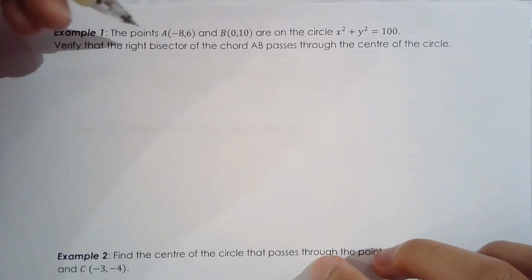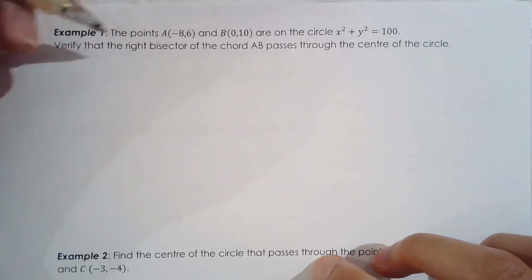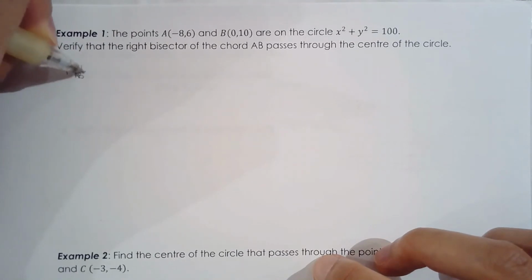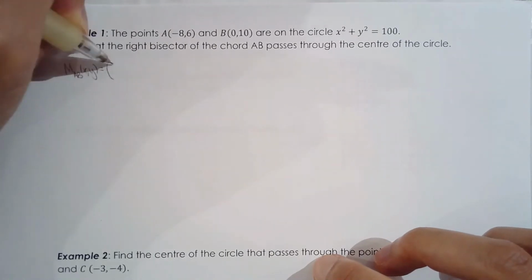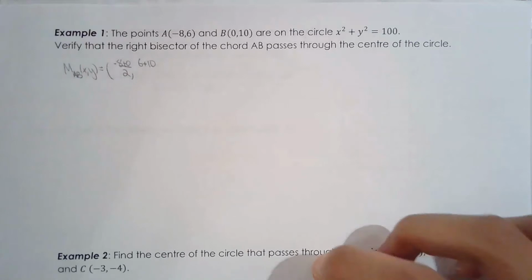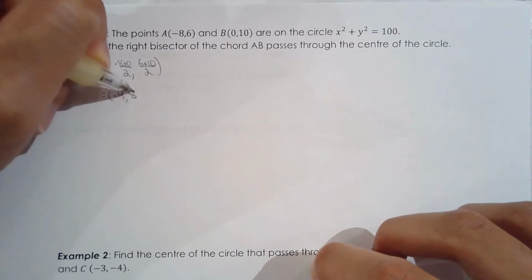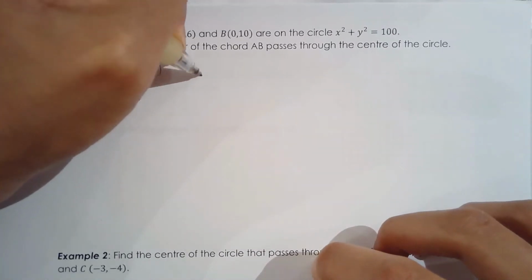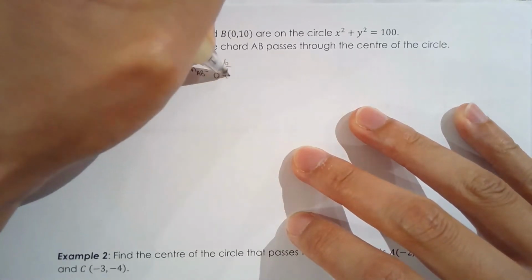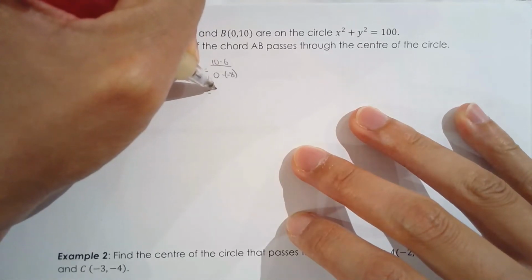Let's talk about the right bisector of the chord, which means I need to know the midpoint of AB and the slope of AB. So I'll find the midpoint of AB first. Negative 8 plus 0. Beautiful. Nice friendly numbers here. And I'm going to find the slope of AB. So let's see, 10 minus 6 over 0 minus negative 8. That's going to be 4 over 8, which is 1/2.